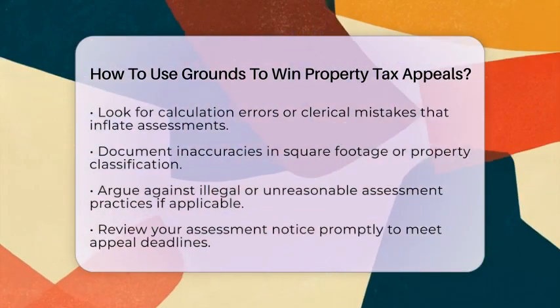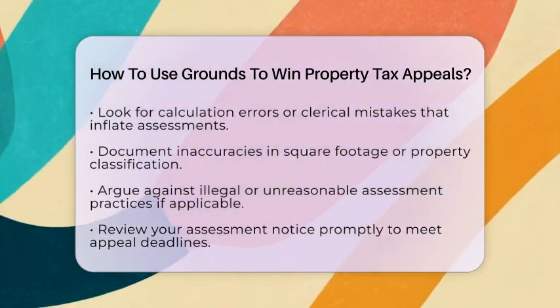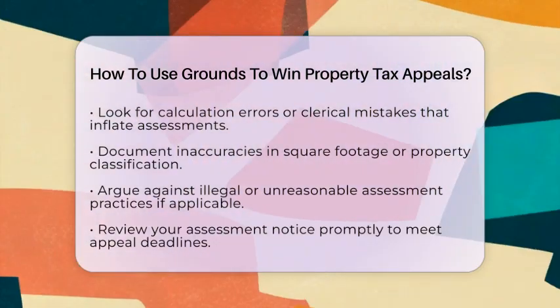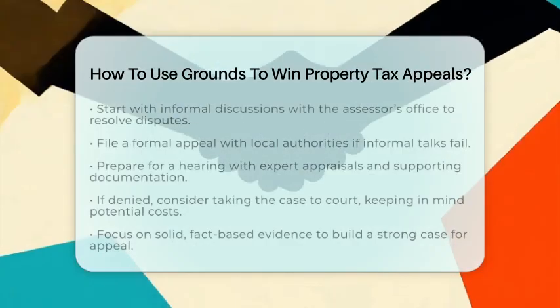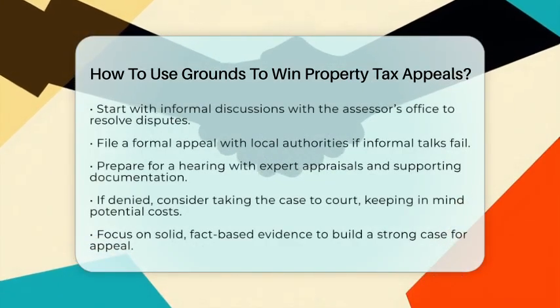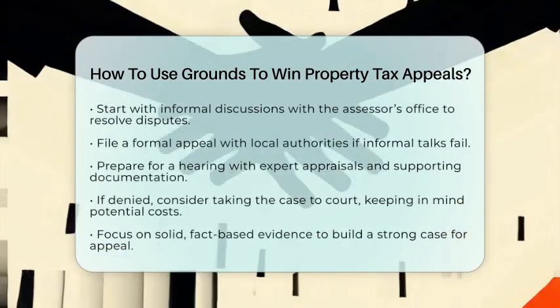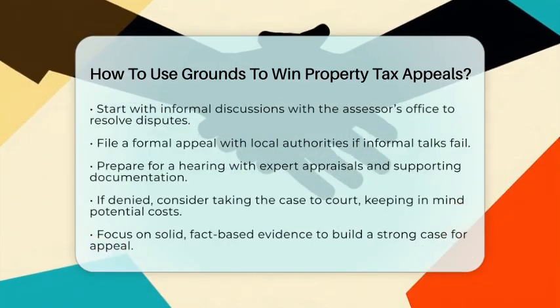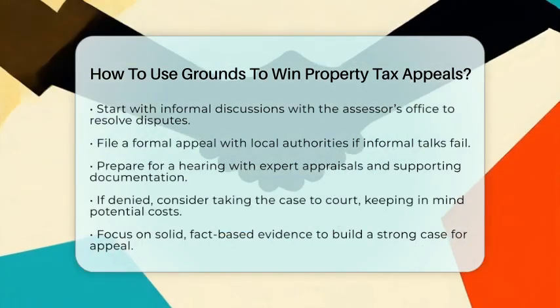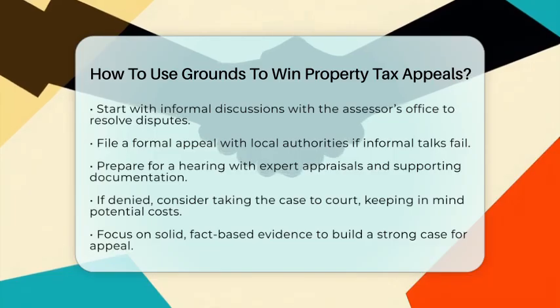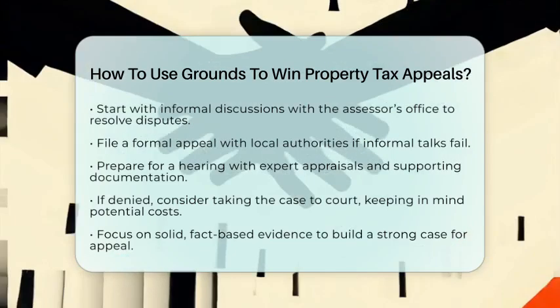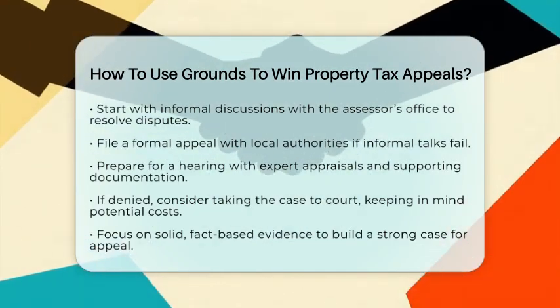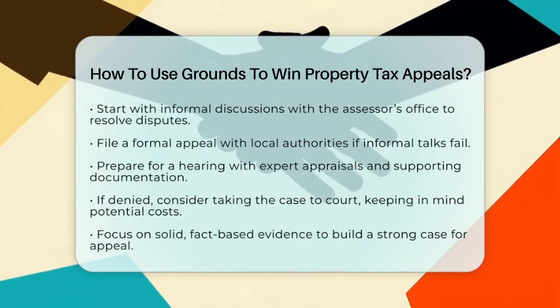If informal talks do not yield results, file a formal appeal with the local appeals board or tax authority within the required timeframe. Make sure your appeal clearly states your grounds and includes supporting documentation. Prepare for a hearing by gathering all necessary materials. Be ready to present expert appraisals, comparable sales data, and proof of errors or inequities.